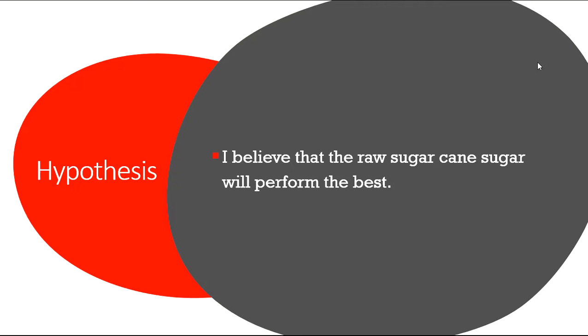Hypothesis. I believe that the raw sugar cane sugar will perform the best out of the initial substrates when compared to sugars like brown sugar or granulated sugar. Raw cane sugar is a lot less processed and is derived from sugar cane rather than sugar beets like that of granulated sugar. It is also a sucrose sugar, which is a lot more abundant and commonly used.